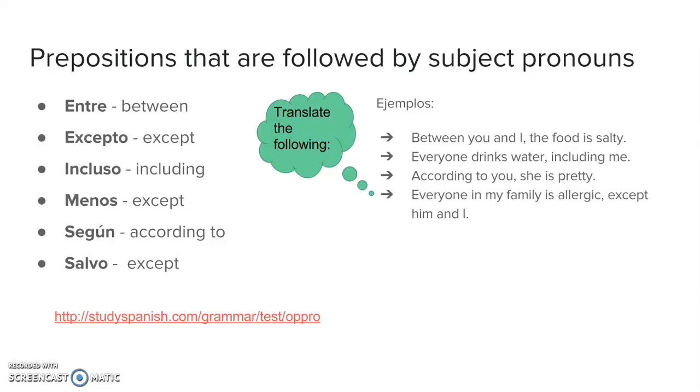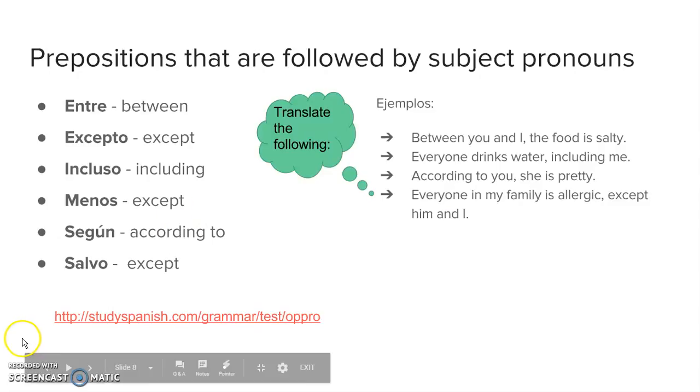And I'm going to challenge you to use these new additional prepositions with the vocabulary you already know. So go ahead and translate these. Do your best. You might have to look up some of this vocab, but I think it's worth the practice because it really shows you where the parts of the sentence are in relation to each other. So between you and I, the food is salty. Everyone drinks water, including me. According to you, she's pretty. Everyone in my family is allergic except him and I. So pause the video, do your translation, and we'll check the answers shortly.